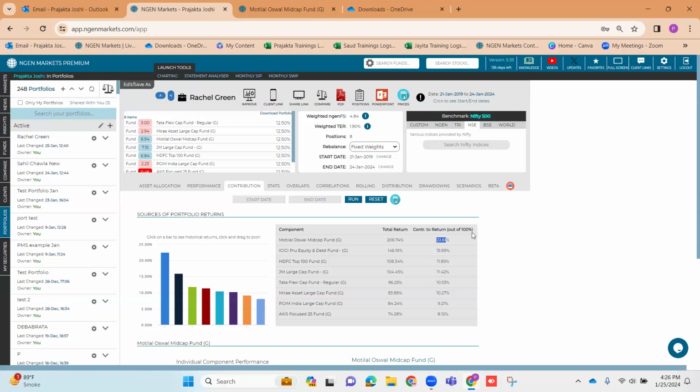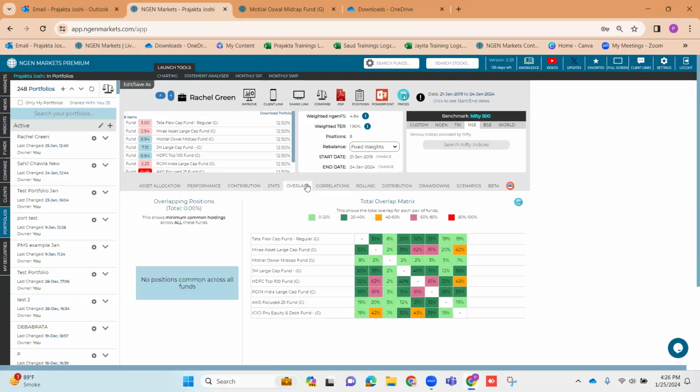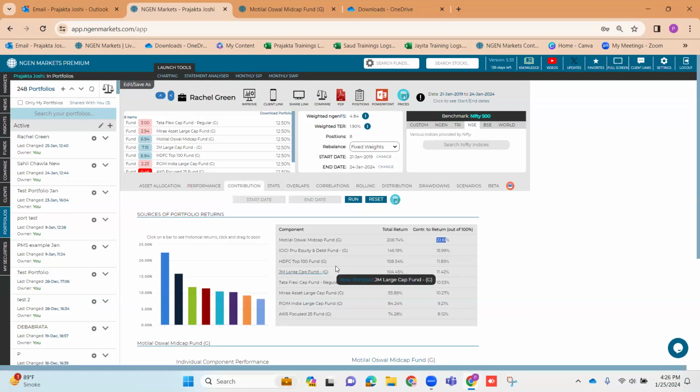Now, here is where we can actually take decisions. In overlap analysis, what we saw was there is pretty high overlap between HDFC and Mirai. And we were to choose one fund among these two. Between HDFC and Mirai Large Cap, I want to choose one fund. Now, what will I do? I simply go to contribution analysis. I check which among these two funds is a better performing fund.